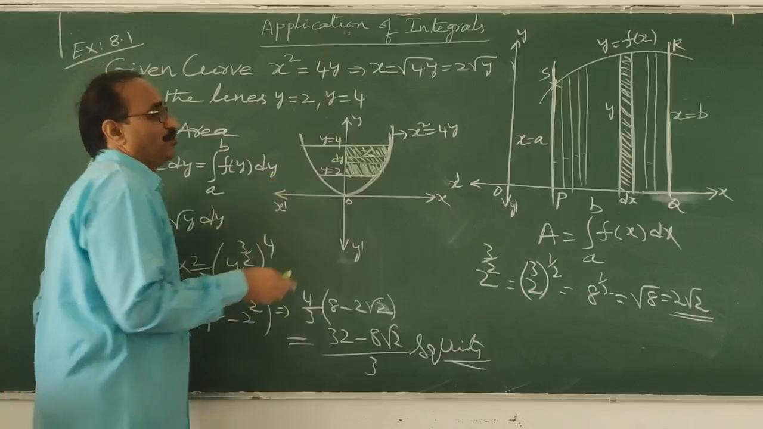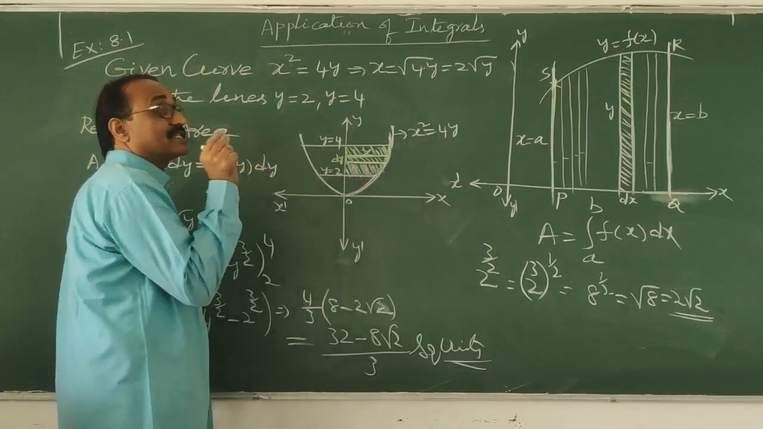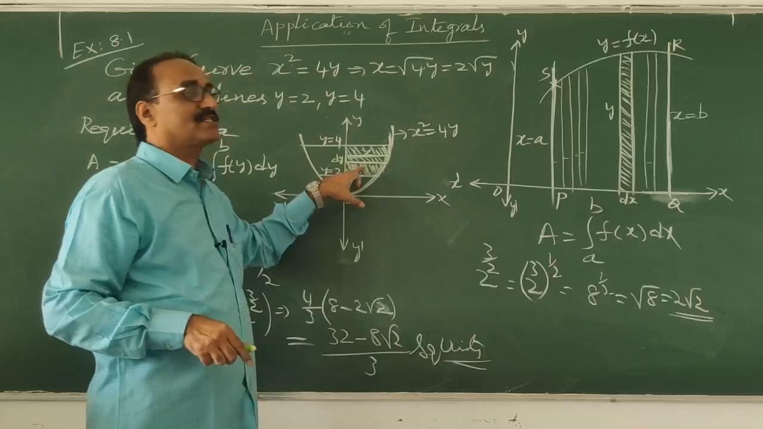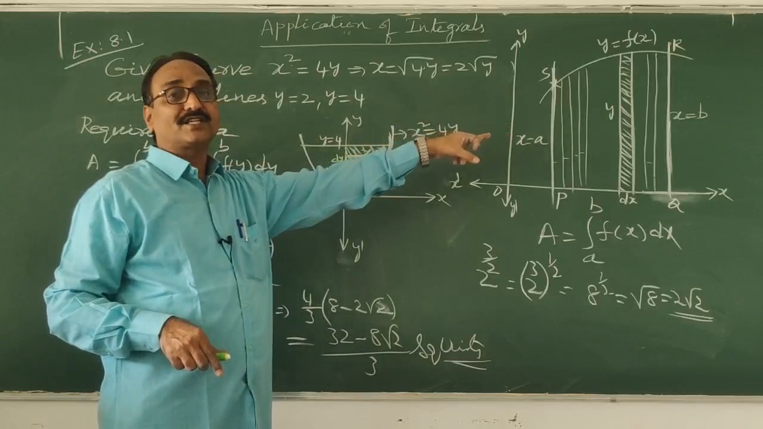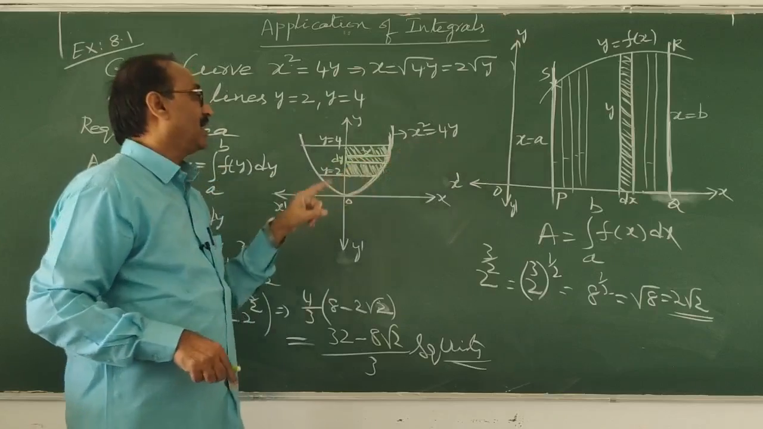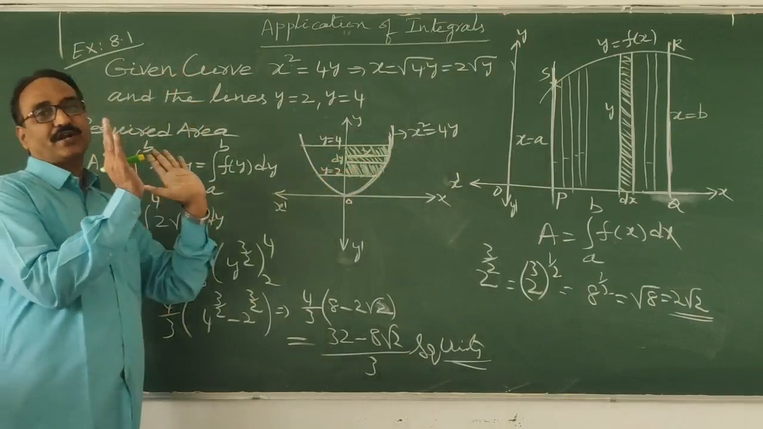This is called vertical strip. This is the strip, vertical strip. Sorry, this is called horizontal strip. That is called vertical strip. First two problems, vertical strip, so integral a to b y dx. Horizontal strip means integral a to b x dy. So this only you have to remember.